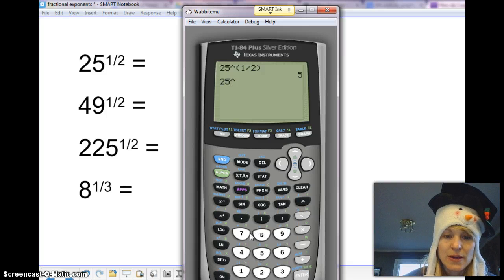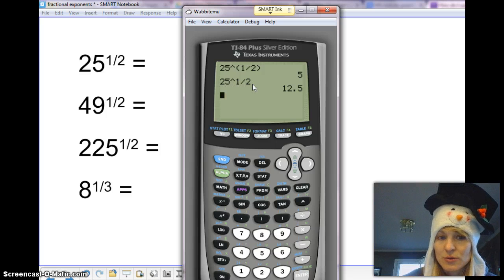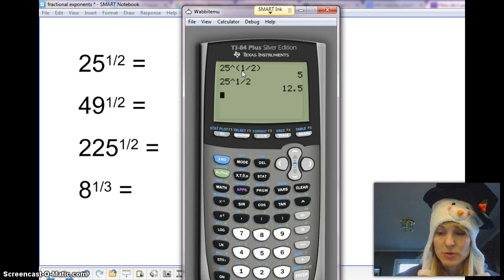If I do 25 to the 1 divided by 2, I get 12.25 because it's taking it to the 1 power and then it's dividing this by 2. So if I want it to have an exponent of 1/2, it needs to be in parentheses, okay? So let's look at the 49 now. If I take 49 to the 1/2 power, what do you think is going to happen with that one? It gives me 7.